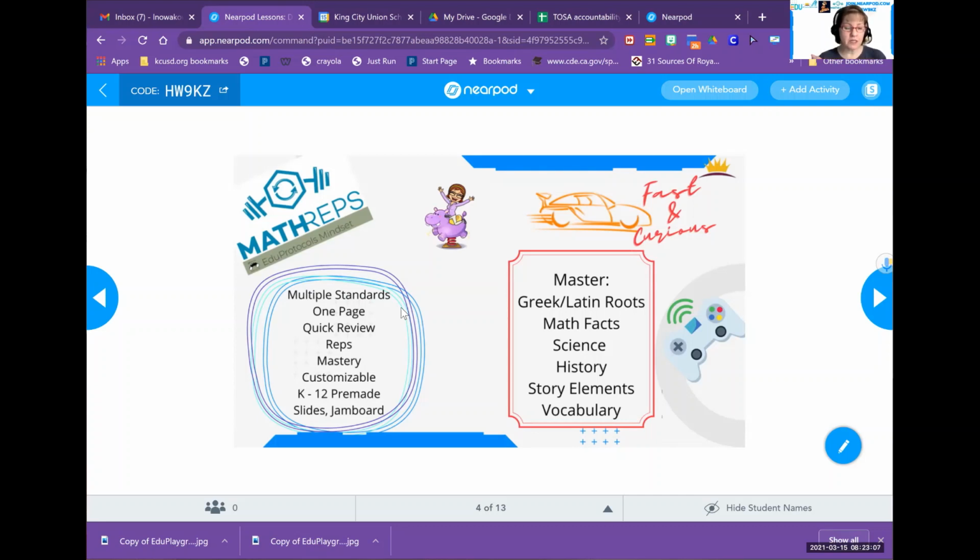And so what this does is it's a quick review for you and the students. Again, it's the reps. Much like any sport, you don't just do the play once, or I was a cheerleader, so you don't just do the routine or the cheer once, you have to do it over and over again to get that muscle memory. And that's what MathReps does for them with math skills.